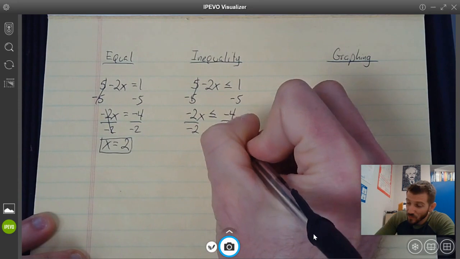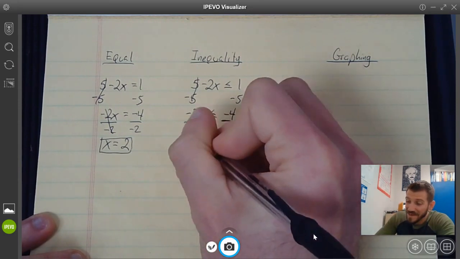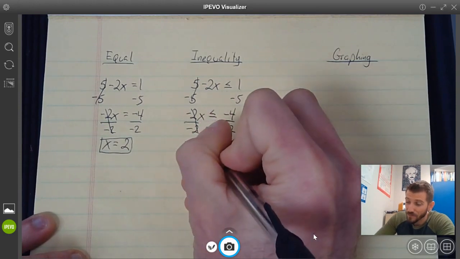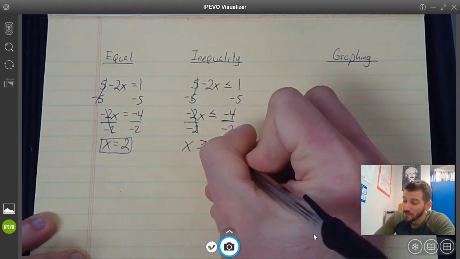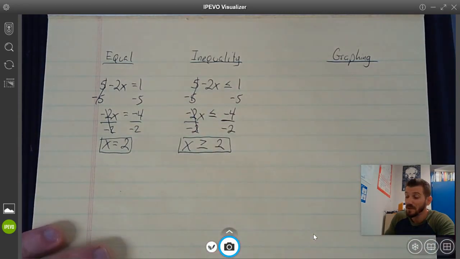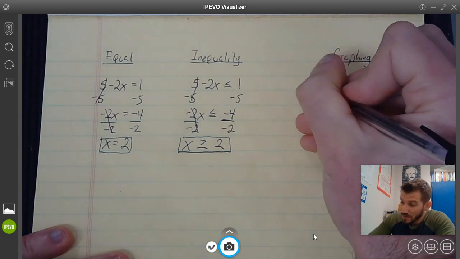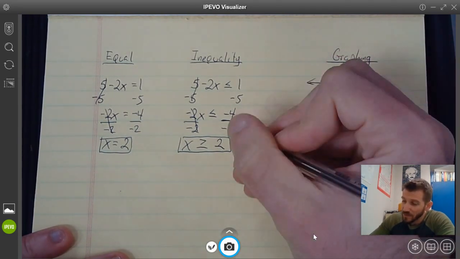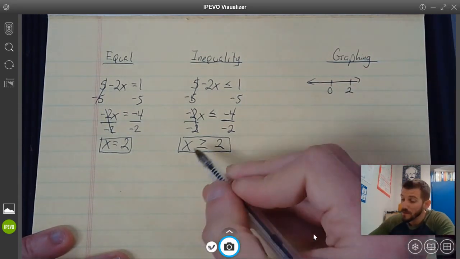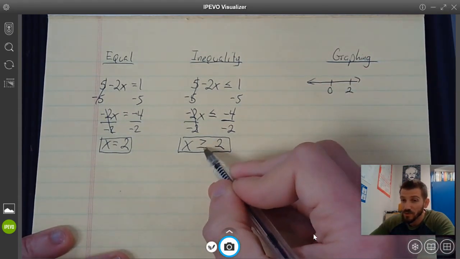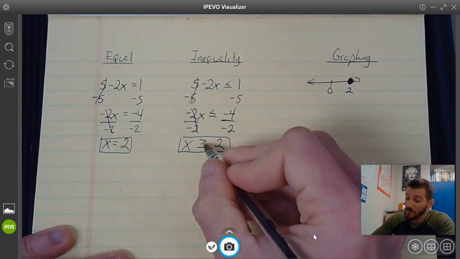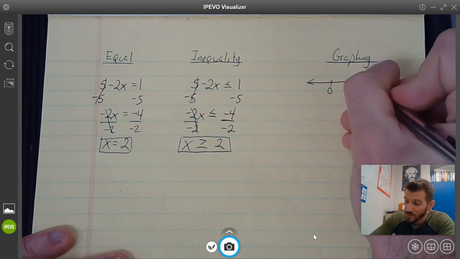And again, what happens when we multiply or divide both sides by a negative number? Well, we know now that the sign has to flip. And that would, again, change the problem just a little bit. Okay, so graphing. Something happens at 2. So I'm just going to make a 2 on there. It's greater than or equal to, meaning it's a solid dot.